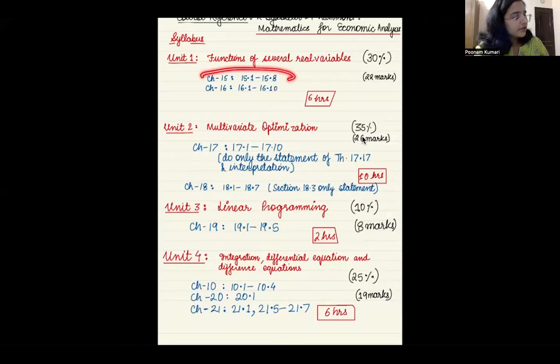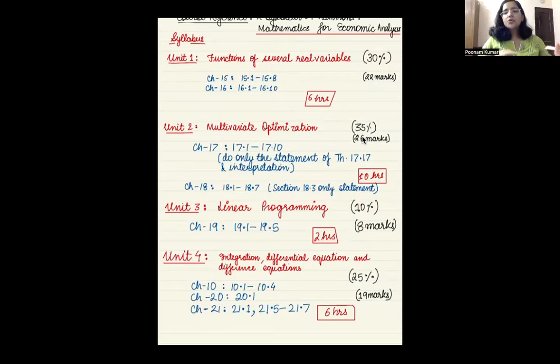So it comprises two chapters, chapter 15 and chapter 16. Which particular sections you have to do, that is also written here. So you have to only do sections 15.1 to 15.8, and similarly for chapter 16 you have to do 16.1 to 16.10. And for Delhi University people specifically, this unit has a weightage of 30% of your finals. So जितना भी आप 75% में से 30% जो marks हैं आपके, they are going to come from unit 1.